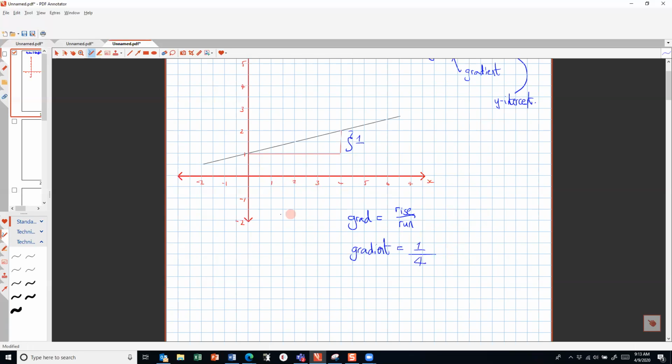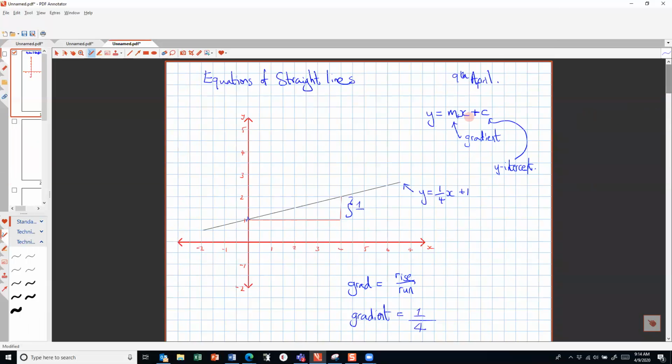What about our y-intercept? 1. Yeah, our y-intercept is 1. So our equation of this straight line is y equals 1/4 times x plus 1. So remember, you always leave your y and your x's alone in your equation. All you need is the gradient and the y-intercept. So the gradient is 1/4, so that goes in front of the x, and the other number is the y-intercept, which is just 1. Make sense?